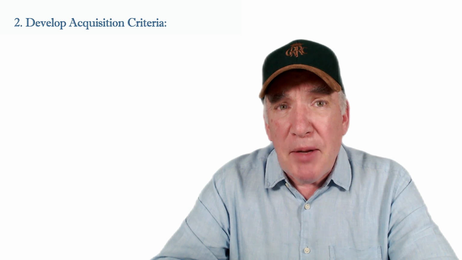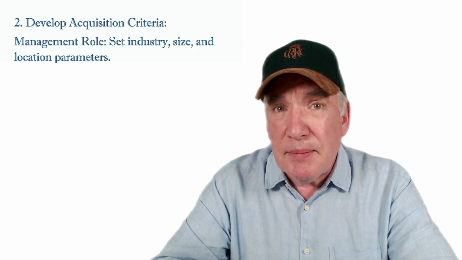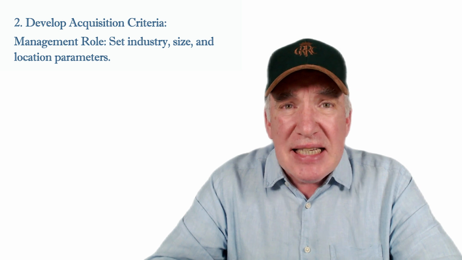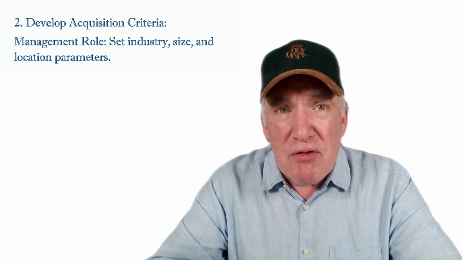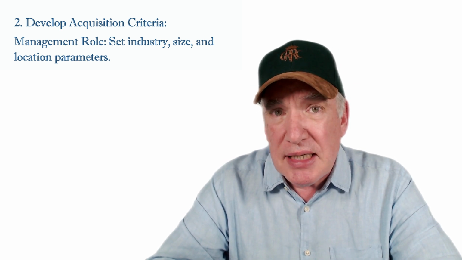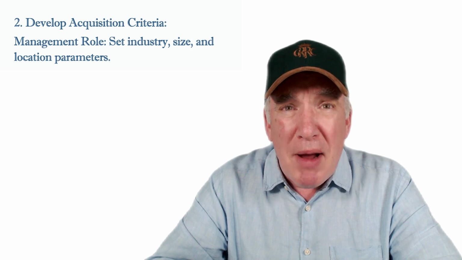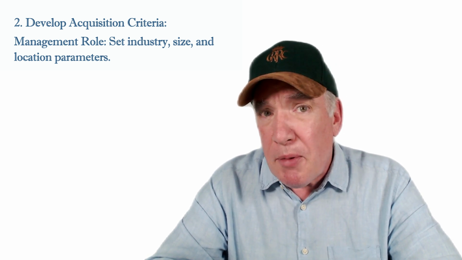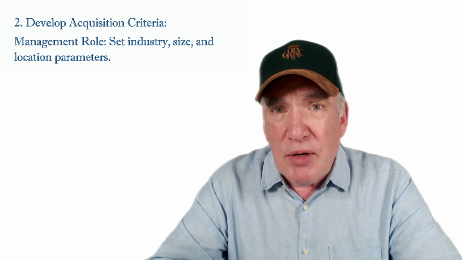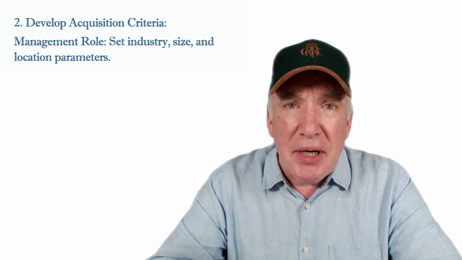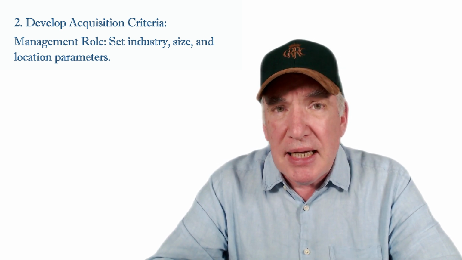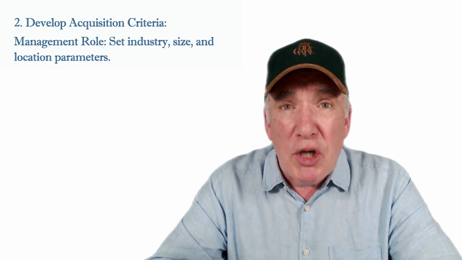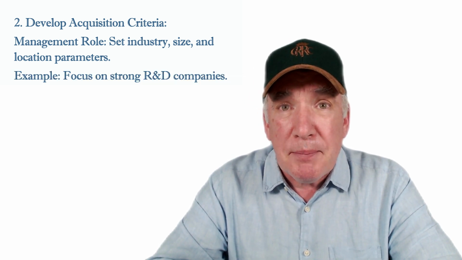Next comes developing acquisition criteria. Once the strategic objectives are clear, the next step is to develop specific criteria for potential targets. This involves setting parameters such as the industry sector the target should operate in, the geographic location, the size of the company in terms of revenue and profitability, its market share, and most importantly, its cultural compatibility with your company.